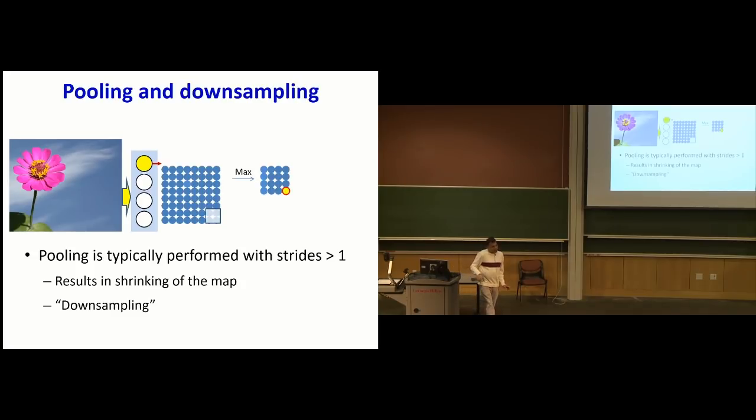Now when you perform max pooling, typically you stride forward by more than one pixel at a time, more than one element at a time. So as a result, the output is going to be smaller than the input, which is why we call this downsampling, in that from each pool of elements, you're picking a value and then sliding on. And so as a result, you're downsampling the image to get a smaller image. So this is downsampling.